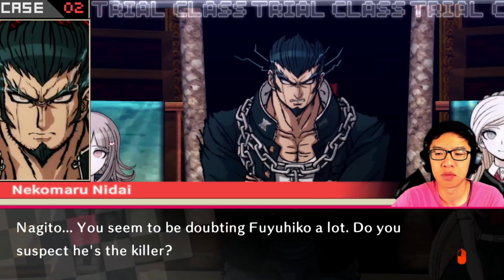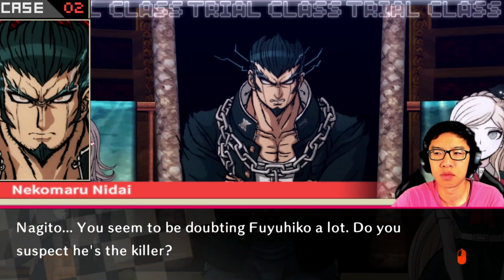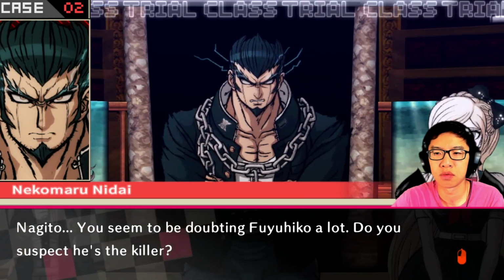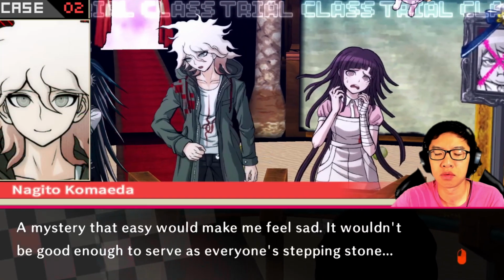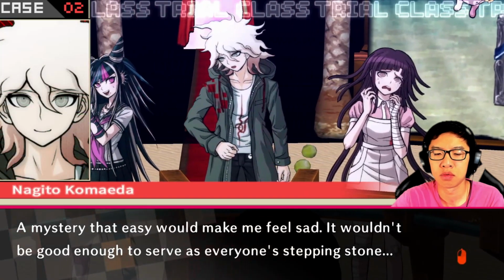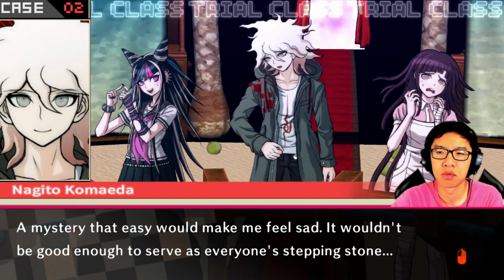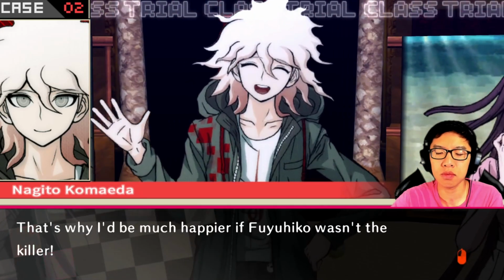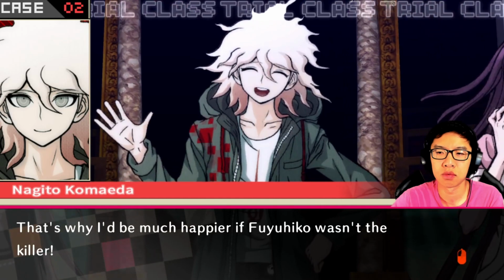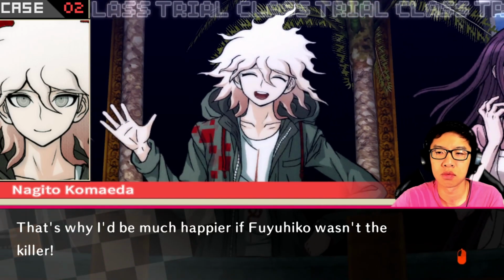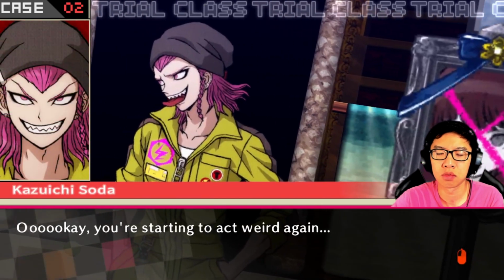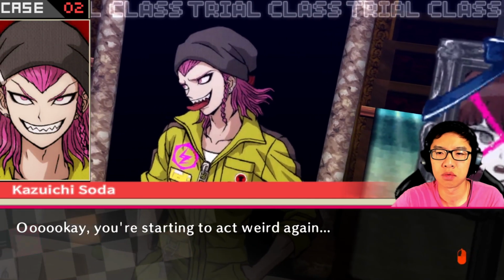Nagito, you seem to be doubting Fuyuhiko a lot. Do you suspect he's the killer? A mystery that easy would make me feel sad. It wouldn't be good enough to serve as everyone's stepping stone. That's why I'd be much happier if Fuyuhiko wasn't the killer. Okay, you're starting to act weird again.